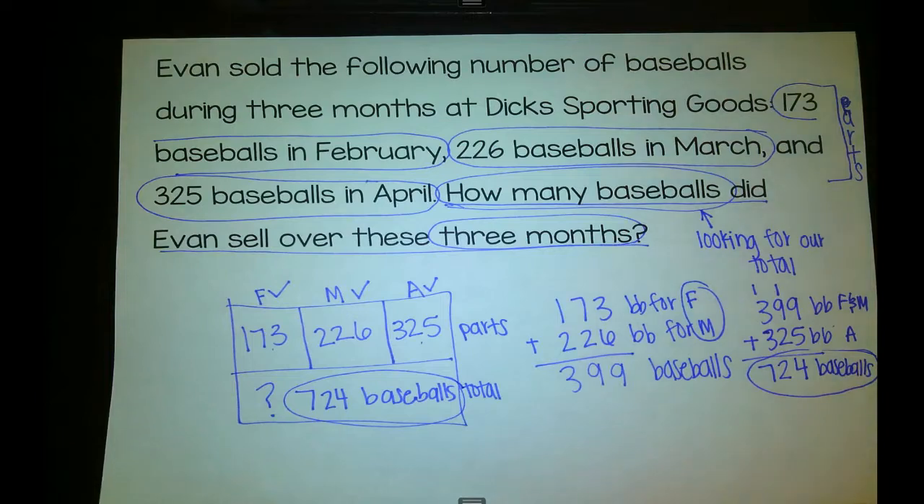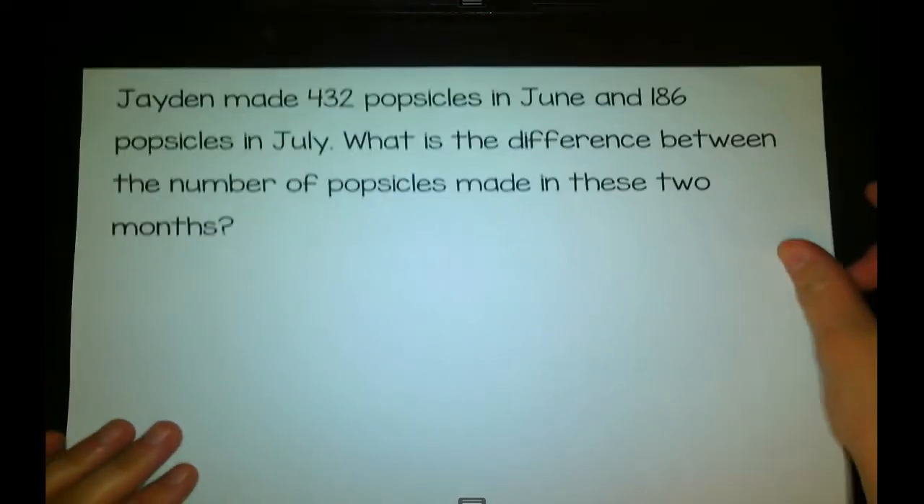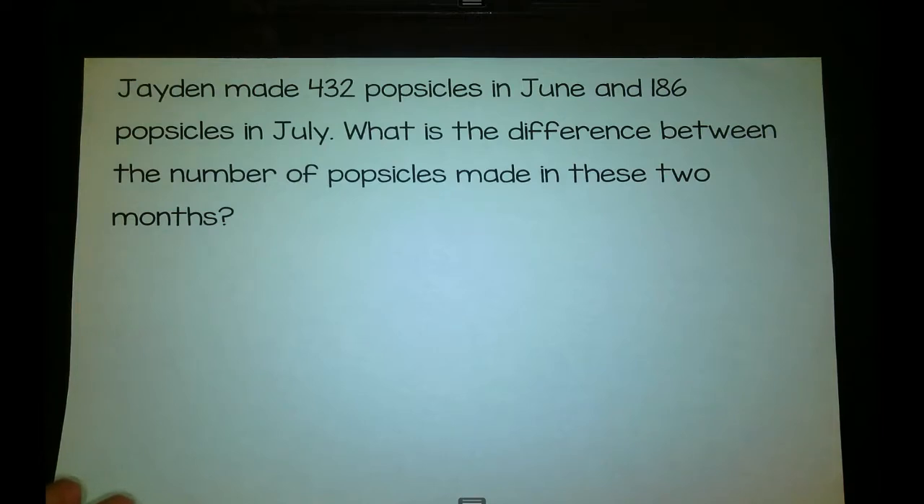All right. Go ahead and get a new piece of scrap paper, or if you printed off the questions, go ahead and get the question out about Mr. Jaden. Jaden is up next. This problem says Jaden made 432 popsicles in June and 186 popsicles in July. What is the difference between the number of popsicles made in these 2 months? So just like we did with our last math story problem, go ahead and pause your video now, and I would love for you to take the time to solve, and then after you finish solving, you can go ahead and replay this video or restart the video where you left off and check your answer with me.